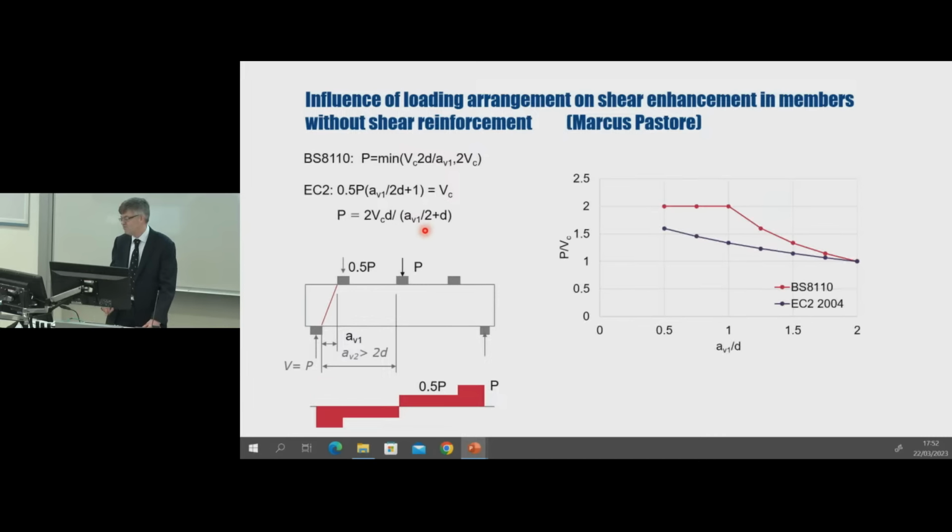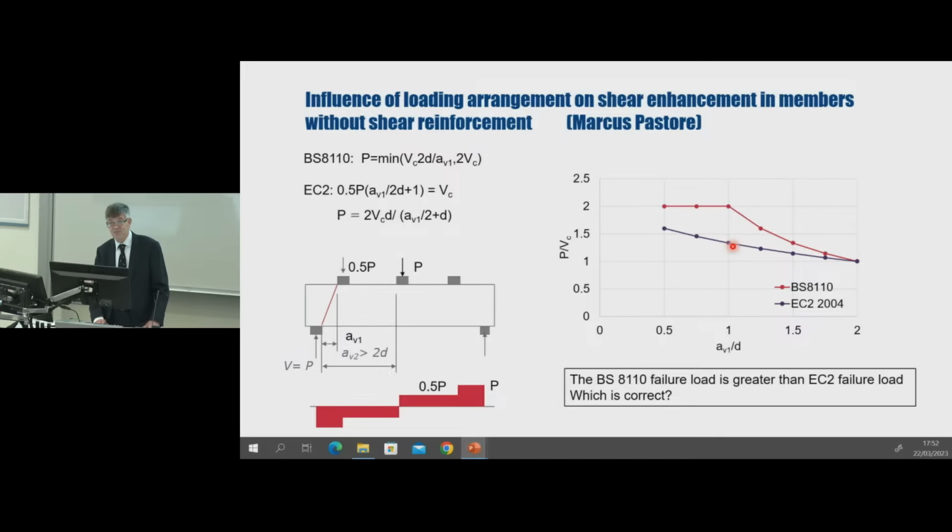In the chart, I've plotted the failure loads corresponding to the shear enhancement methods given in BS 8110 and Eurocode 2. And what we see is that the BS 8110 method gives consistently higher shear resistances, raising the question of which of these methods is correct. This is a practically significant problem because this approach here is actually used in practice for the design of bridge structures to Eurocode 2.